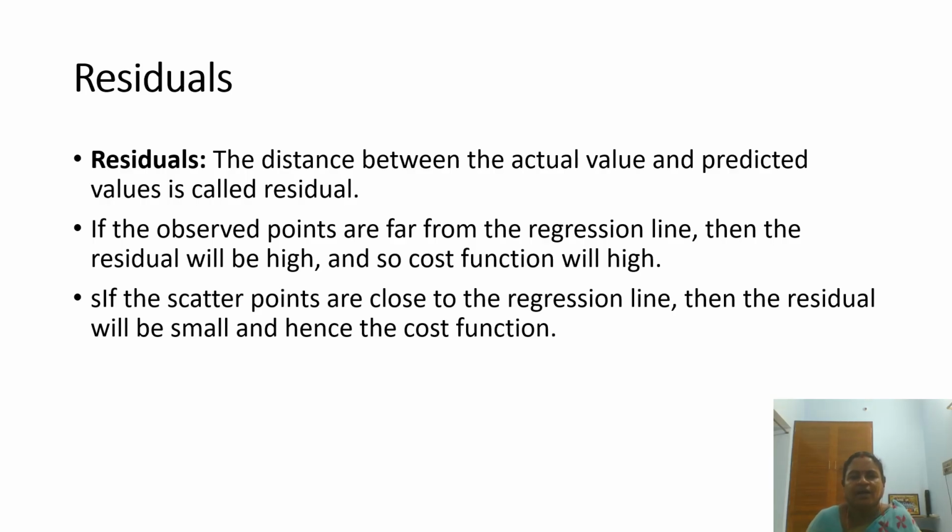Residuals are nothing but the distance between the actual value and the predicted value. If the observed points are far from the regression line, then the residual will be high, so the cost function will be high. If the scatter points are close to the regression line, then the residual will be small and hence the cost function will be low.